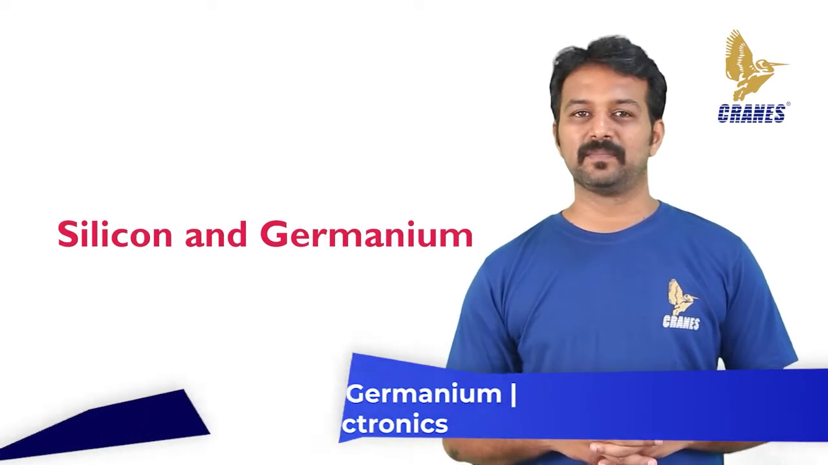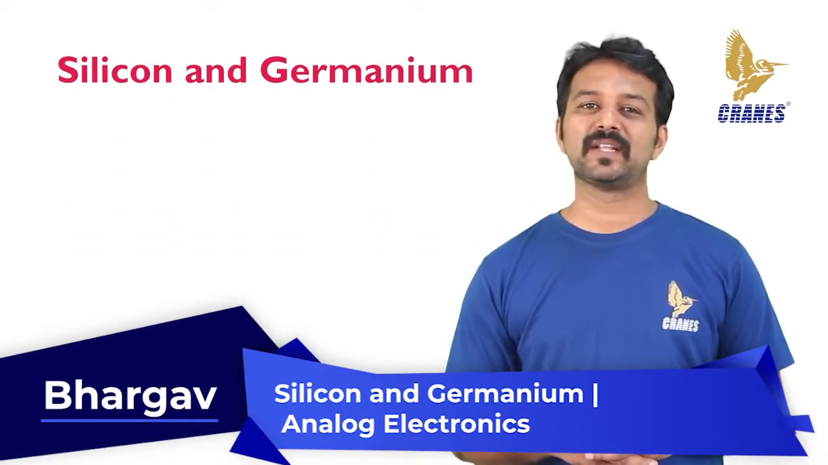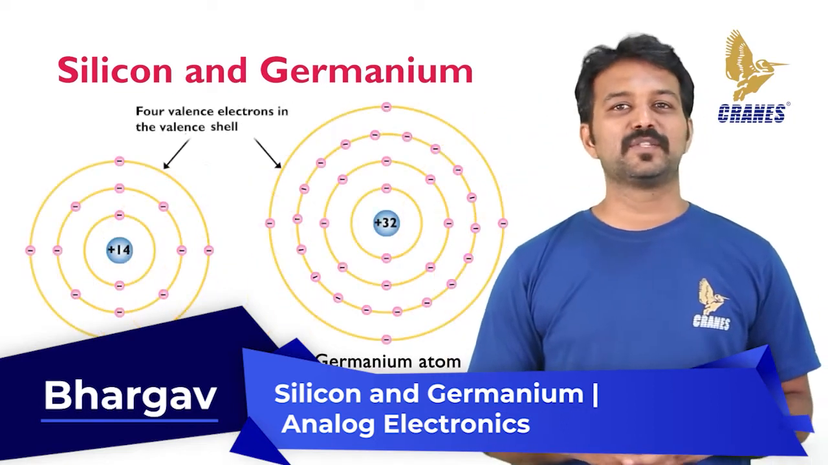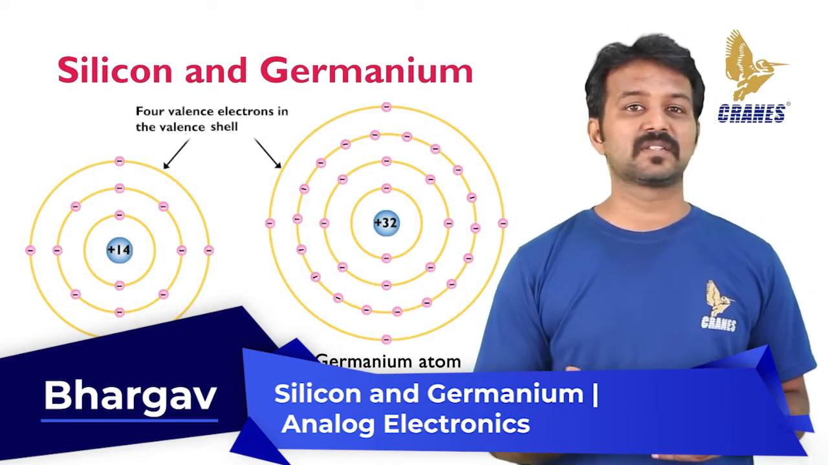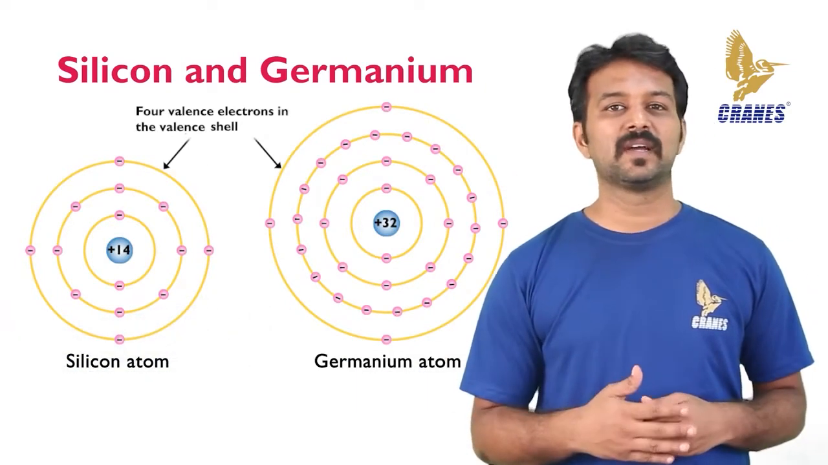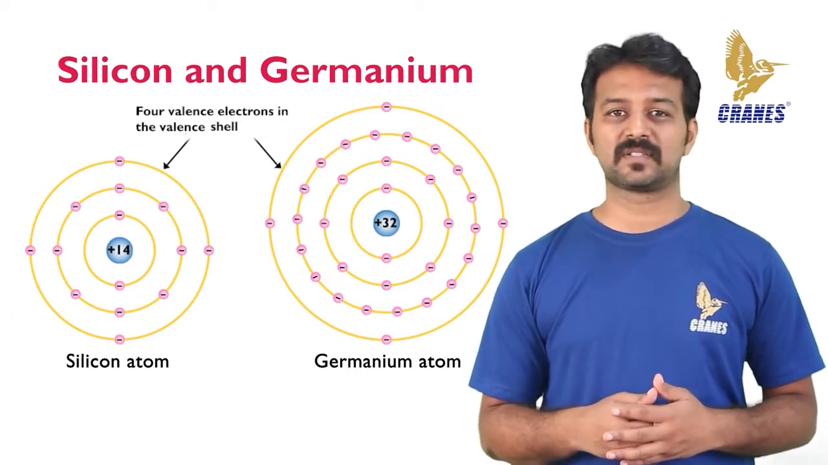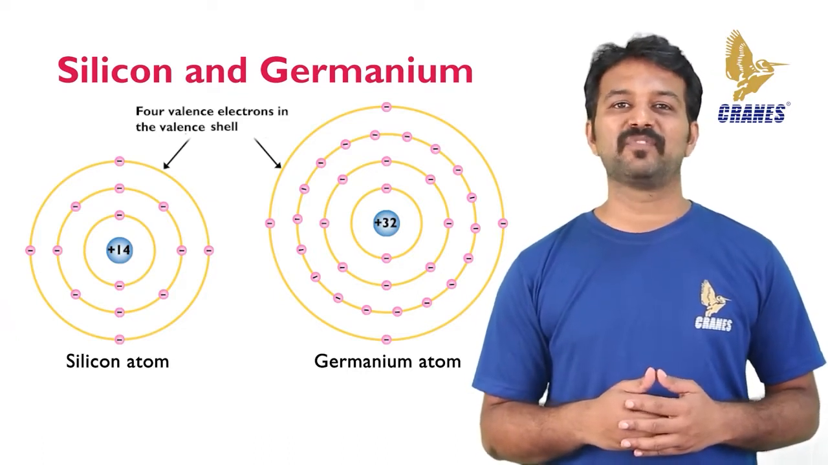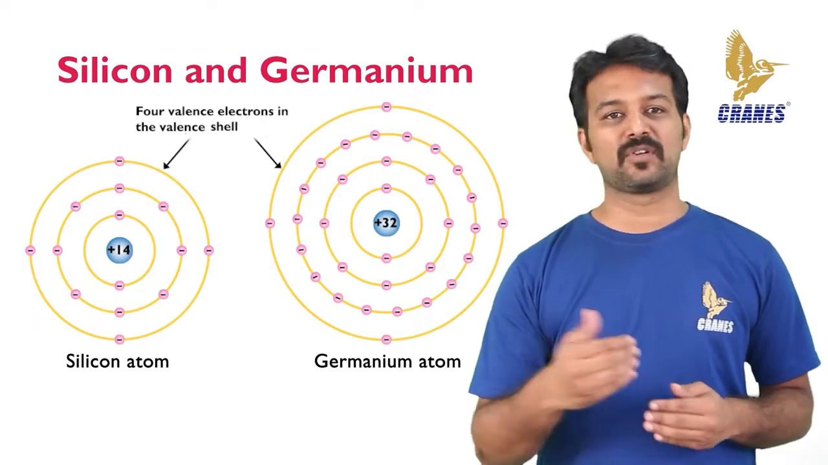Silicon and germanium. Let's discuss silicon and germanium. The atomic structures of silicon and germanium are compared in the figure. Silicon is used in diodes, transistors, integrated circuits and other semiconductor devices. Notice that both silicon and germanium have the characteristic 4 valence electrons.